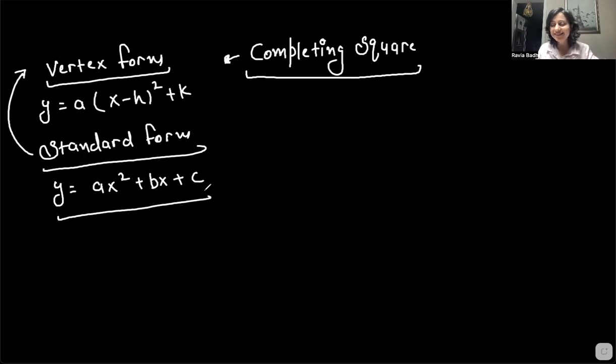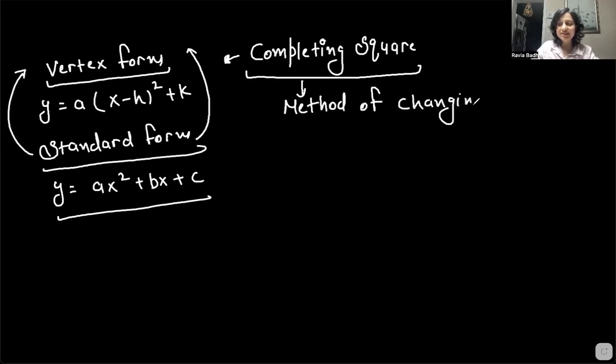It's the same as someday where we wear different clothes and on the other day we wear different clothes, but we are still the same. Same thing here. One equation can be written in two ways. One is vertex, another is standard. What is completing the square? It is a method of changing standard form into vertex form. Completing the square is nothing but just a method of changing standard to vertex form.